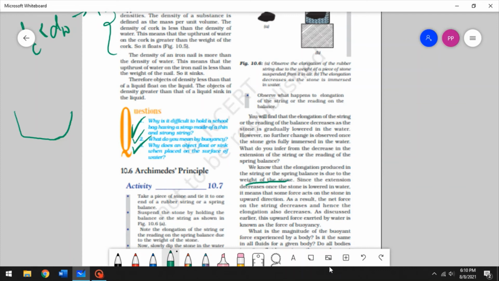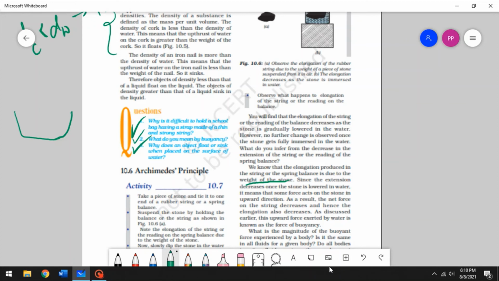It is because of the weight of the stone that we saw the string being elongated, and we saw the reading on the balance increasing. That is because of the weight of the stone. And once the stone was fully immersed, there is no more weight that is being added, so the reading stops, and the elongation of the string also stops.